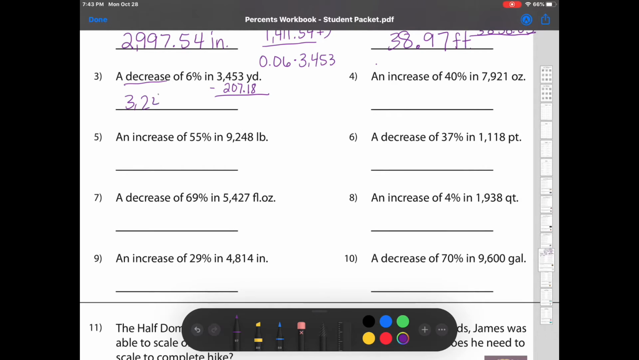So my answer ends up being 3,245 and 82 hundredths yards. Don't forget to label. Step 4 was our labeling.